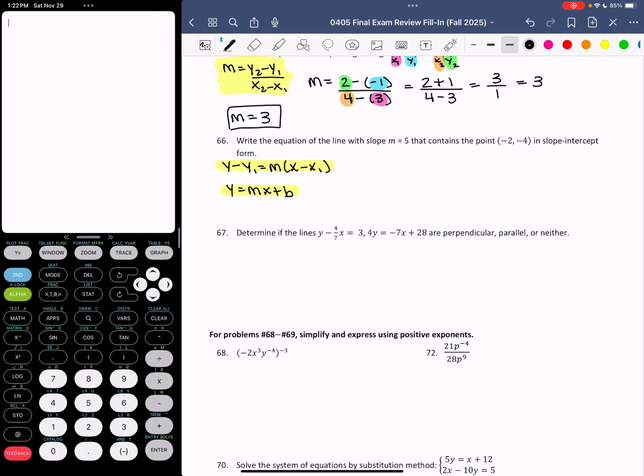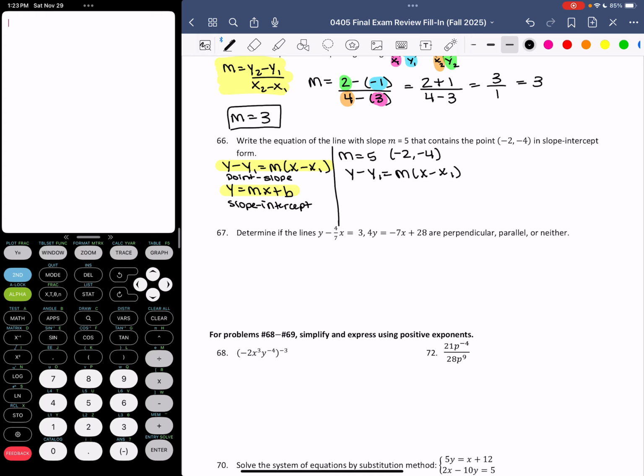All right, and I'll call this point-slope, and this is slope-intercept. Okay. So now we have been given, I'm going to just divide this out here, a slope of 5, and then our point here is -2, -4. So we're going to substitute this into our formula: y minus y1 equals m times x minus x1.